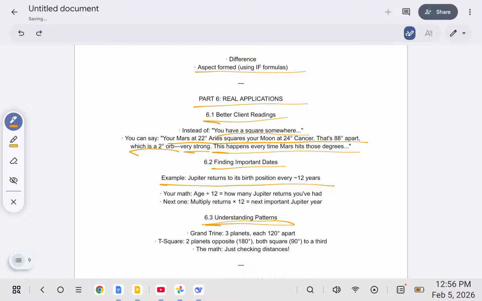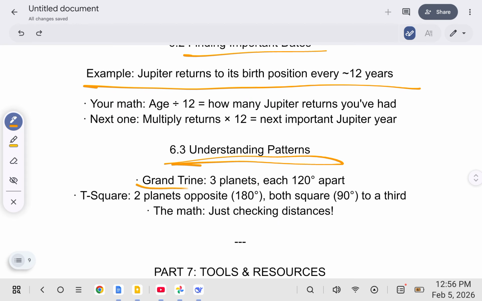Grand trines, T-squares, all of it. So grand trines essentially mean that 3 planets are involved with each other, and they're each 120 degrees apart. So that's what I was trying to get at with that. Okay. We got there eventually, but it took us a little bit.